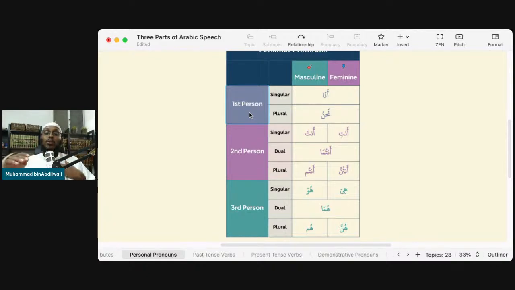Ana wa nahnu, which is similar to English. That's why the English language only has 7 pronouns, whereas Arabic has 12. Why does Arabic have 12? Because Arabic differentiates between masculine and feminine for the most part, and Arabic also has dual. However, when it comes to first person, Arabic and English are exactly the same. I and we. That's it. I went to school and we went to school. أنا and نحن. Okay?